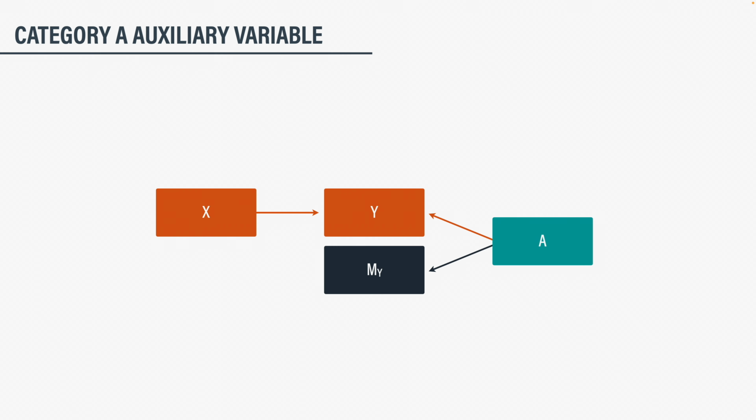Finally, category A variables correlate with the missing data indicator, but they also contain unique correlation with Y that isn't explained by the analysis. In the path diagram, both types of arrows emanate from A. These are the variables that we really want to be on the lookout for because omitting a type A variable from the analysis can introduce bias. The arrows connecting A to Y and A to M imply that Y and its missing data indicator are correlated because they share a common cause, the auxiliary variable.